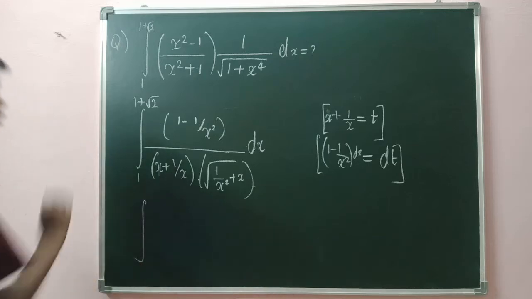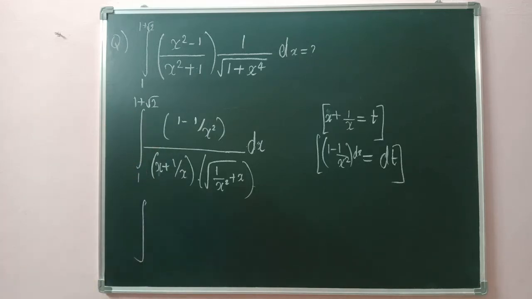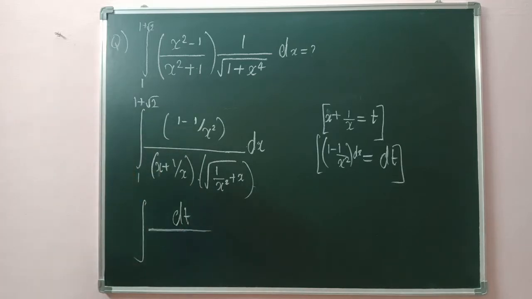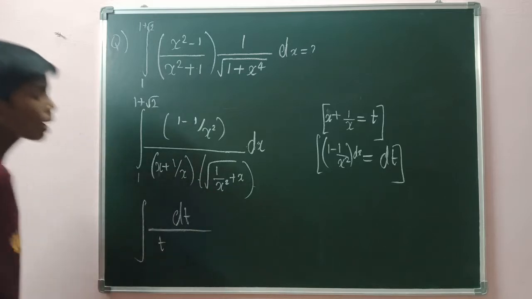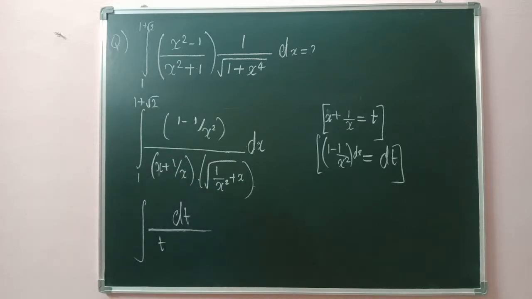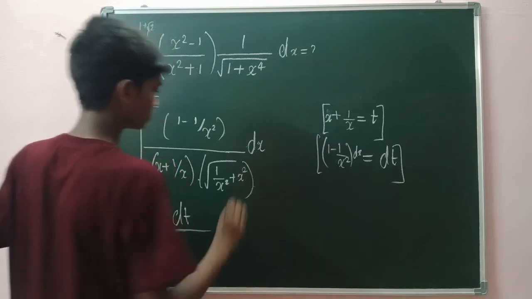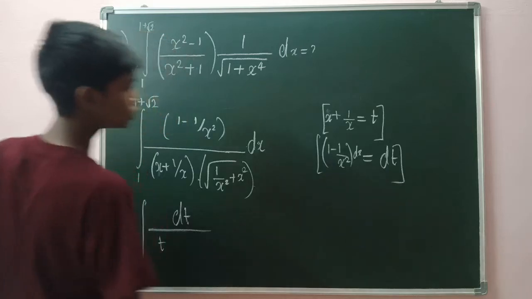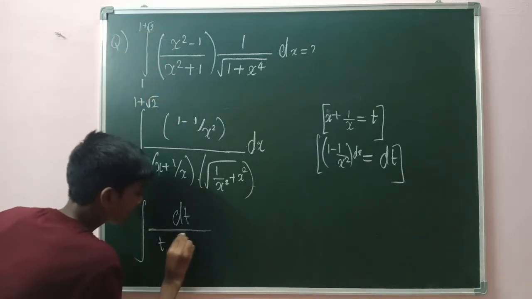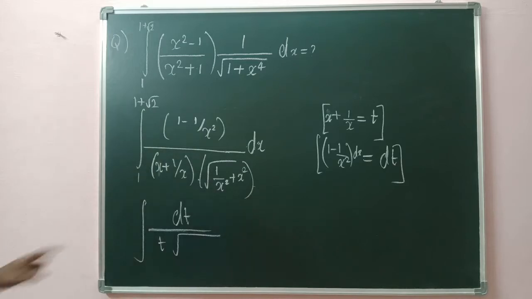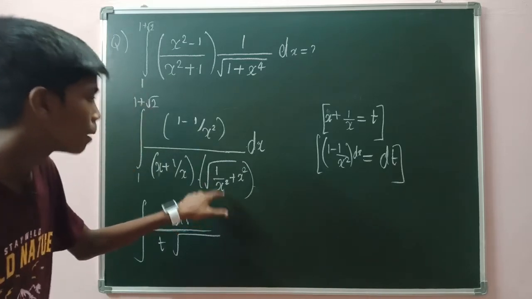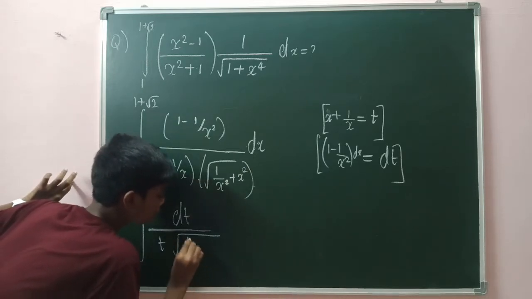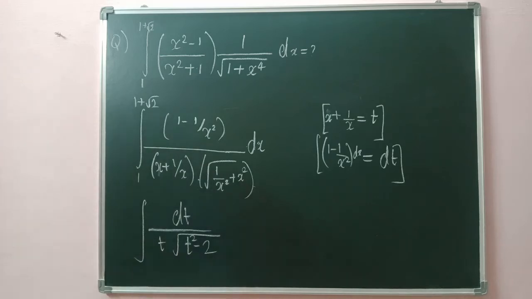So when you apply this substitution, how this integral will change is: 1 minus 1 by x square dx will be dt in the numerator, then divided by x plus 1 by x, which is t, into root of 1 by x square plus x square. This is what you will be left with. Now, listen very carefully, I can write 1 by x square plus x square as t square minus 2. Can't I write like this?